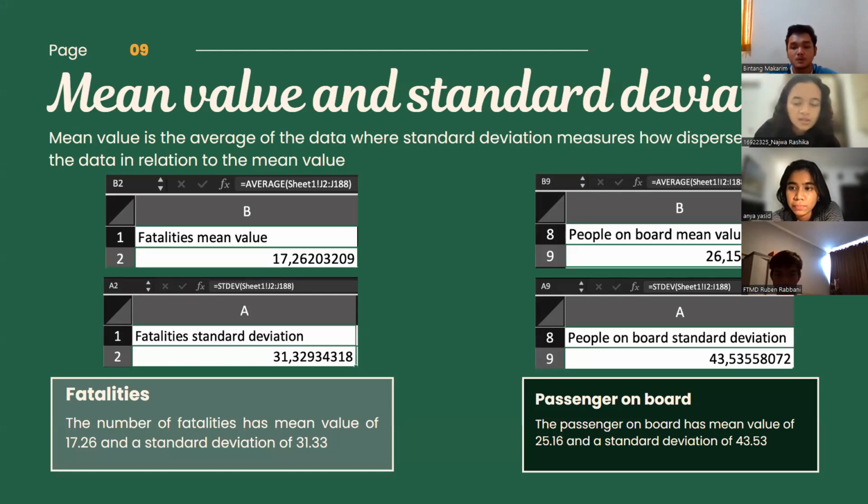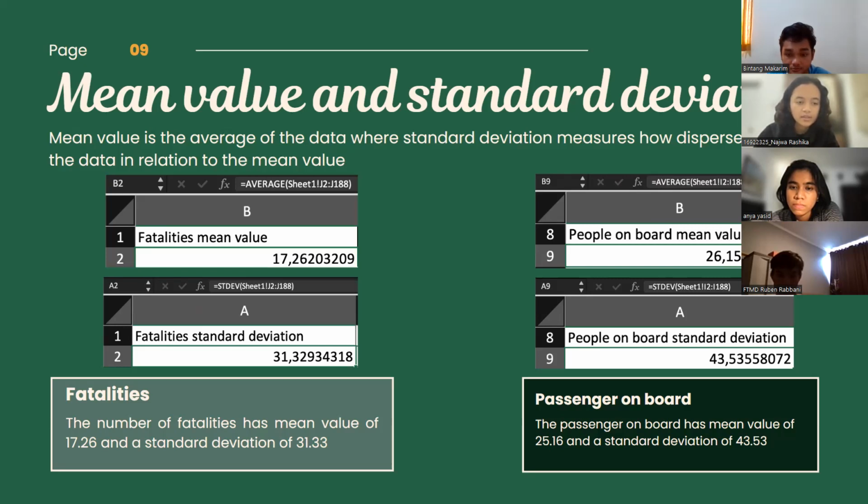Okay, for the mean value and standard deviation, these two correlate to each other. Mean value is the average of the data. For this, we're going to look for the fatalities and people on board values because it is numerical data. And then what is actually standard deviation? It is a measurement of how dispersed the data is, or how scattered the data is relative to the mean value. So to obtain the mean value, first we use equals AVERAGE, and we block the cells of fatalities. And then for the standard deviation, we use STDEV, and then block the cells of the fatalities. And then we do the same for the people on board.